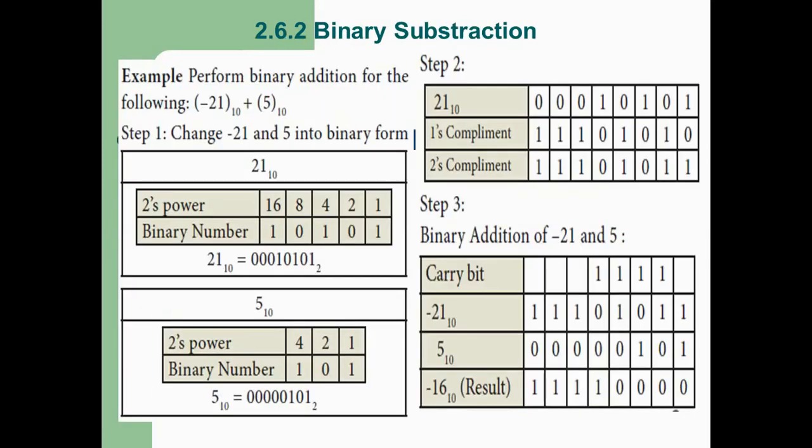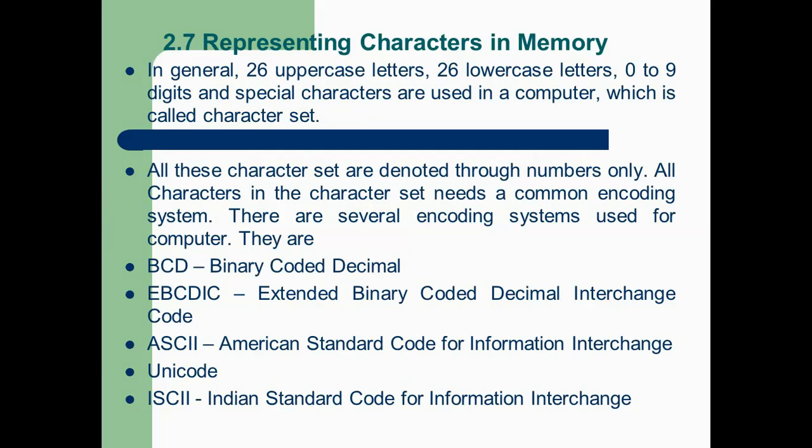Now we are going to the next topic, representing characters in memory. In general, 26 uppercase and 26 lowercase letters, 0 to 9 digits, and special characters are used in a computer, which are called a character set. Each character in the character set is denoted with a number. Denoting numbers to any character set is known as an encoding system. There are five encoding systems described here.